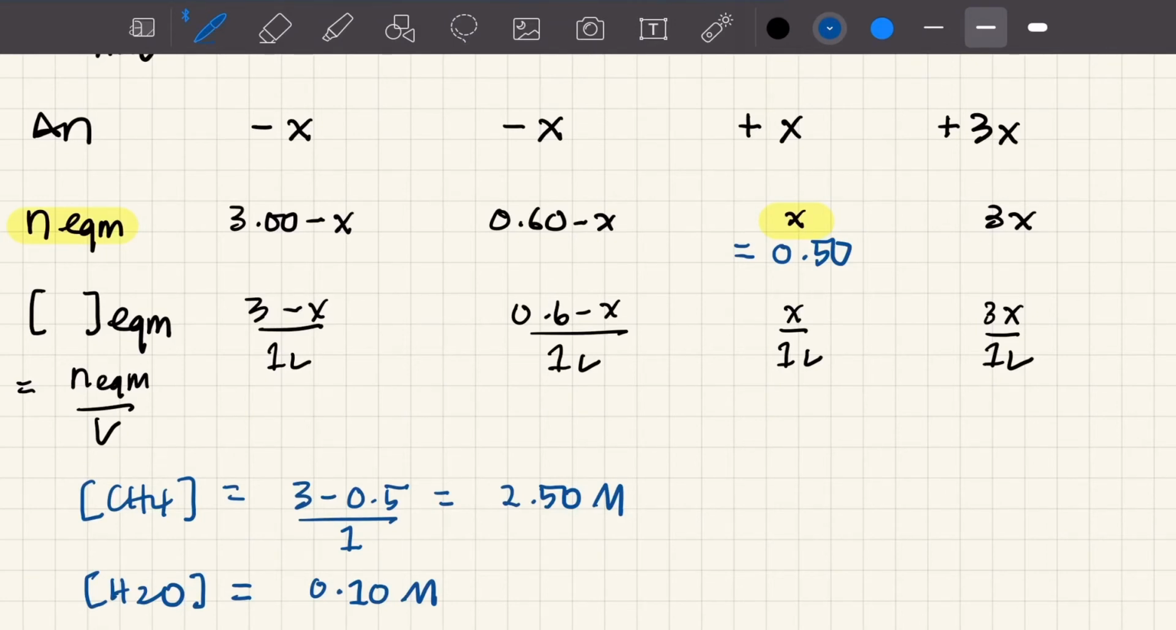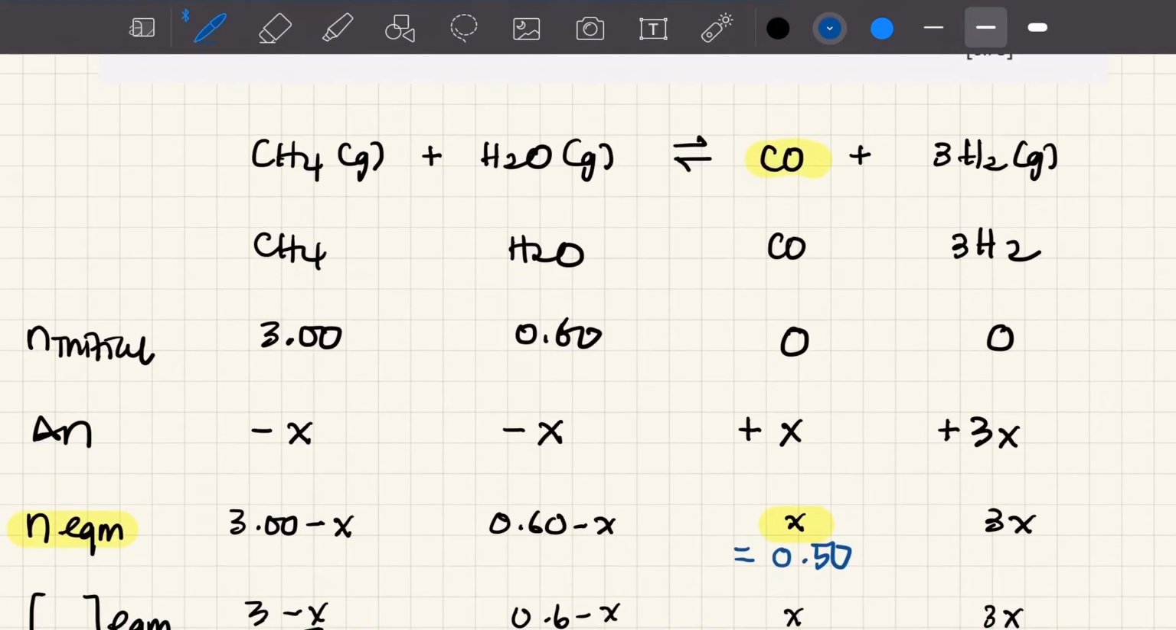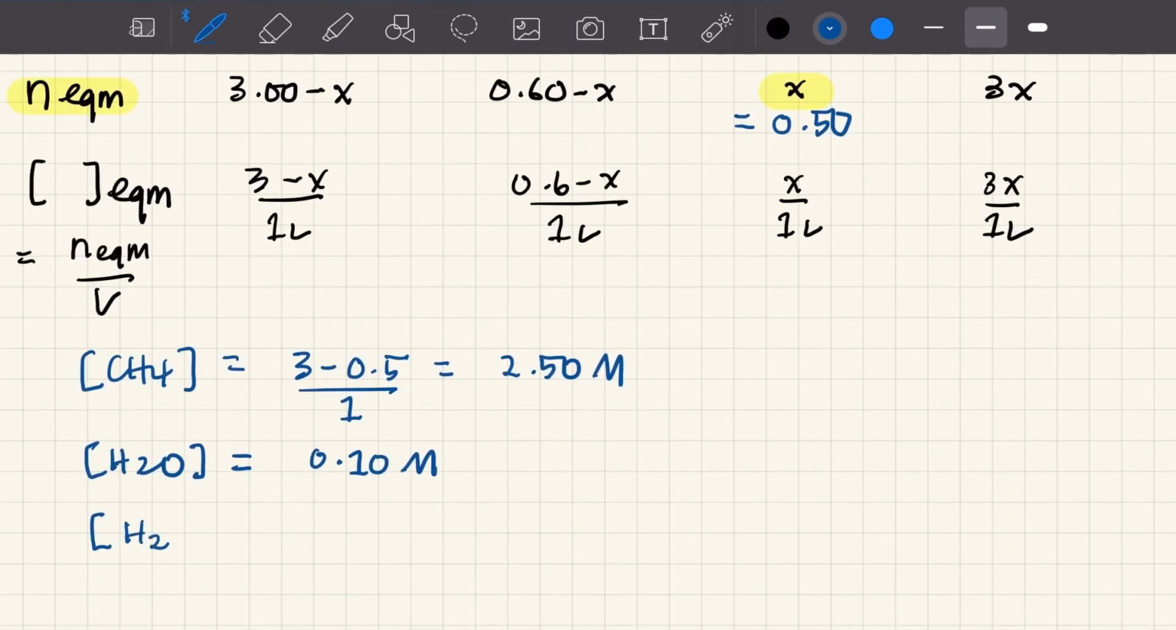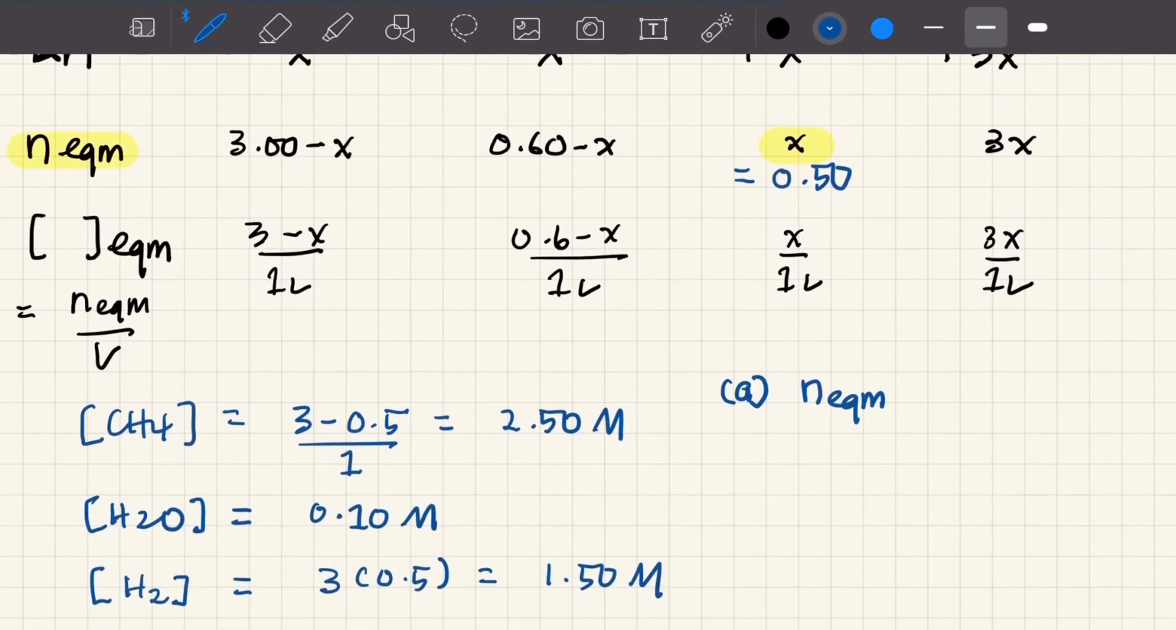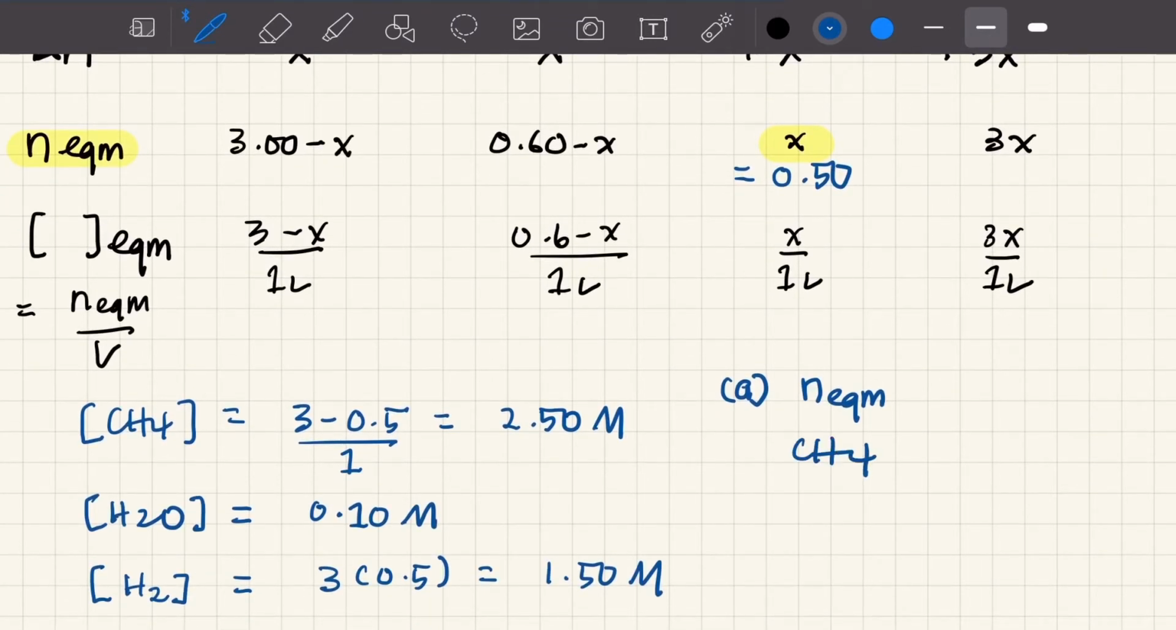Okay. Concentration of hydrogen, 3 times 0.5. Okay, this is concentration. Your question A asks for the number of moles at equilibrium for CH4, H2O and H2. So carilah, boleh kan? You're basically doing the same thing. You just substitute in the X yang awak dah jumpa tu.